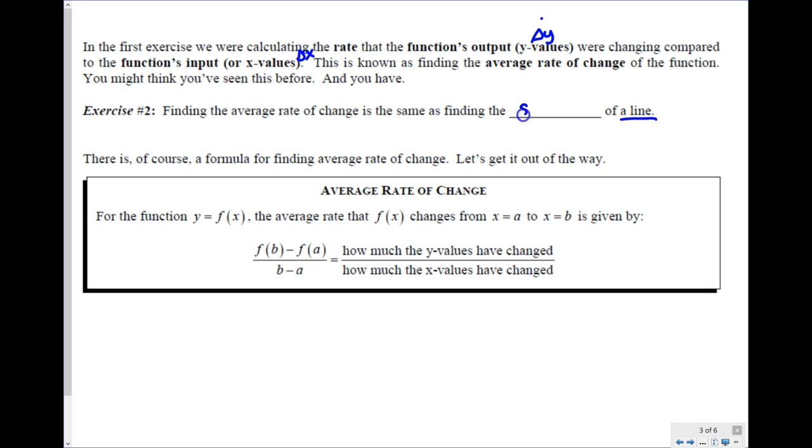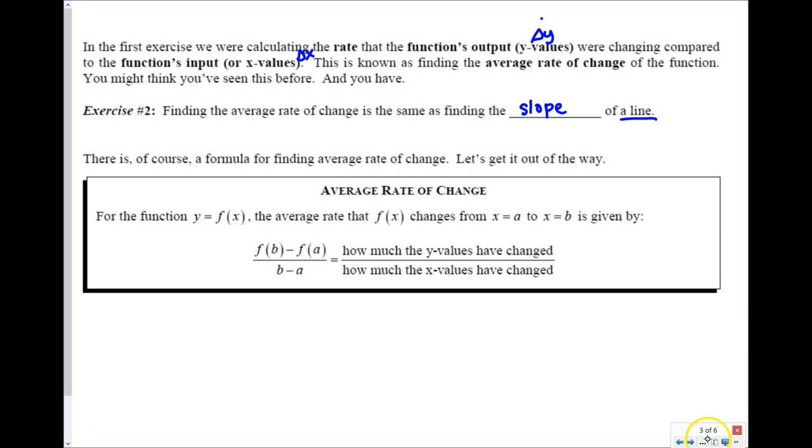We may not have used this yet in this class, but in 8th grade I know you guys have talked about finding slope. So this may be familiar to you as the slope formula, but we're going to give it to you in terms of function notation. So there is of course a formula, and we've just used it in the last exercise. Let's get it out of the way here. It's called the average rate of change formula. For a function y equals f of x, the average rate that f of x changes from x equals a to x equals b. In other words, this is like saying from start to finish.